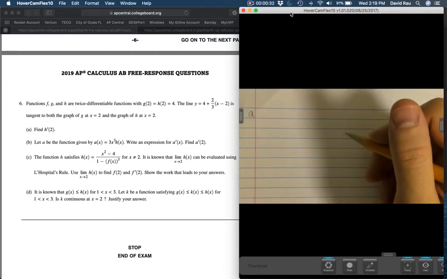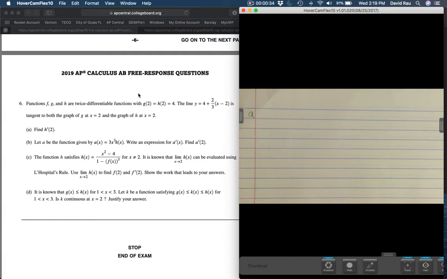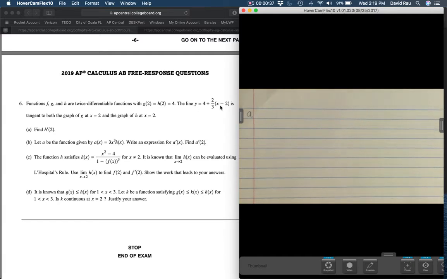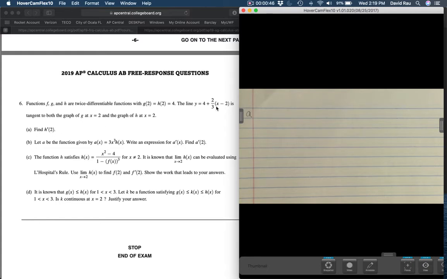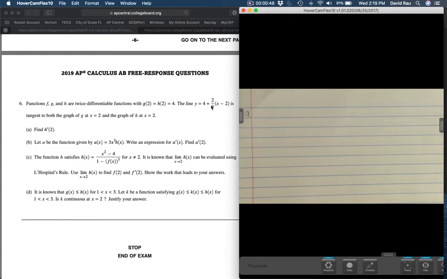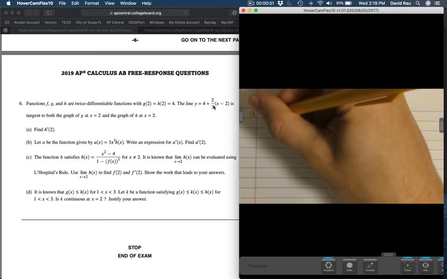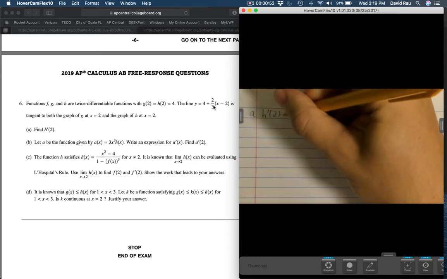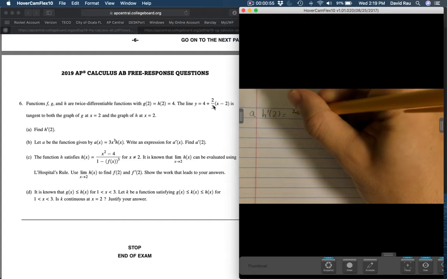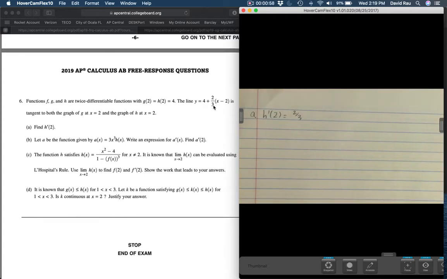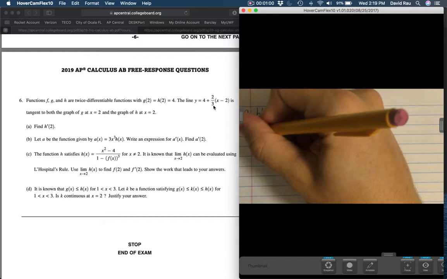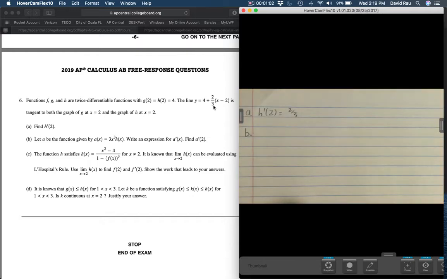If you want h prime of 2, then just realize that they gave you the line that is tangent to g and h at 2. And the tangent line at 2 for h is going to contain the slope at 2 for h, because the tangent line has to use the slope or the derivative of that function. So h prime of 2 is just the slope of the tangent line, which is 2/3. And done.